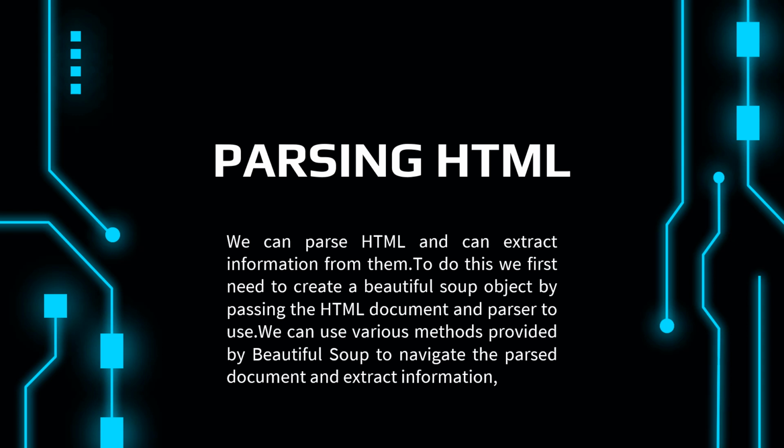Then we also discussed in the beginning that it parses the HTML document. So the next topic of ours is parsing HTML. We can parse HTML and extract information from it. To do this, we first need to create a Beautiful Soup object by passing the HTML document and the parser to use. We can use various methods provided by Beautiful Soup to navigate the parsed document and extract information.